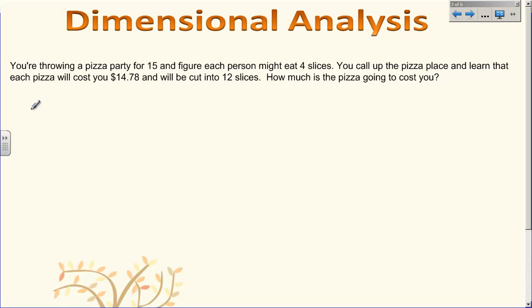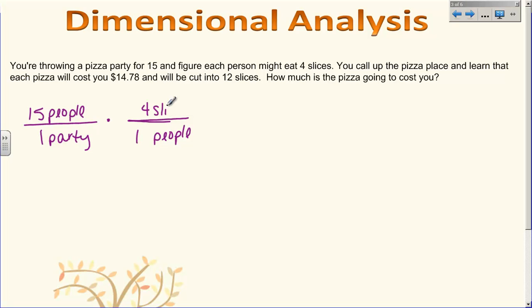Okay, we have 15 people at your one party. That's what we know so far. And I'm going to write everything in this dimensional analysis as a ratio. And all of the ratios must cancel one another out. So my next thing must have people on the bottom so that these units cancel out these units. Okay? And it's really not people, it's going to be person. One person is going to have 4 slices. That's what it says. So 4 slices for one person. So now your persons cancel.